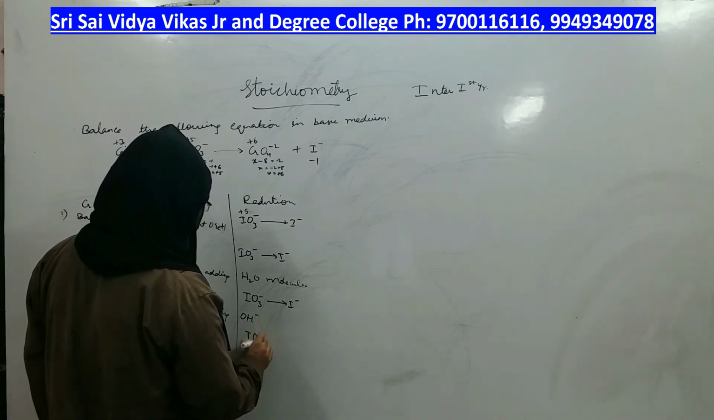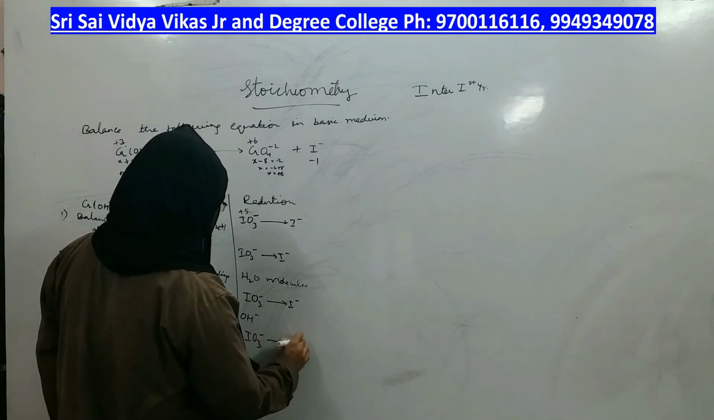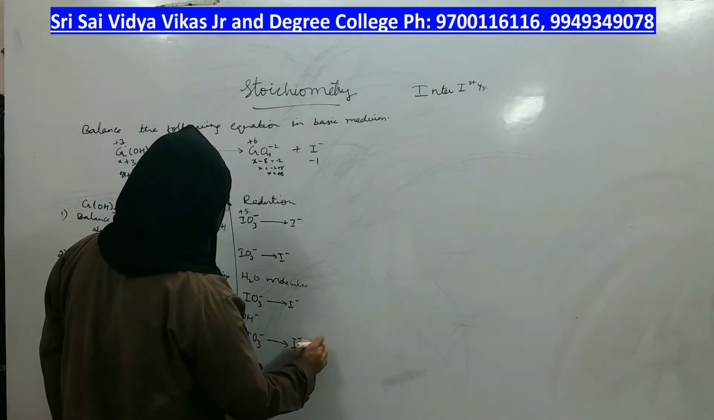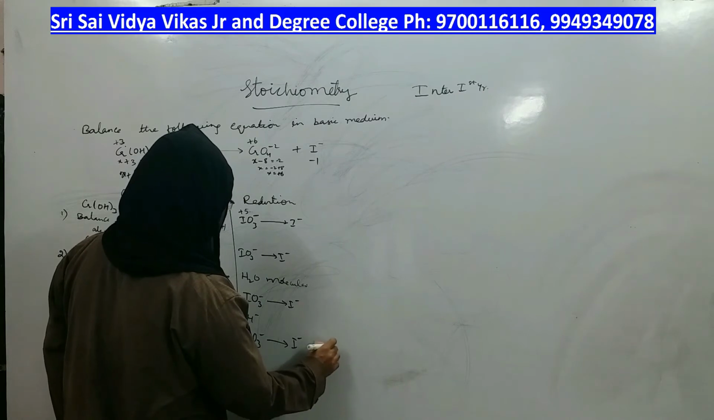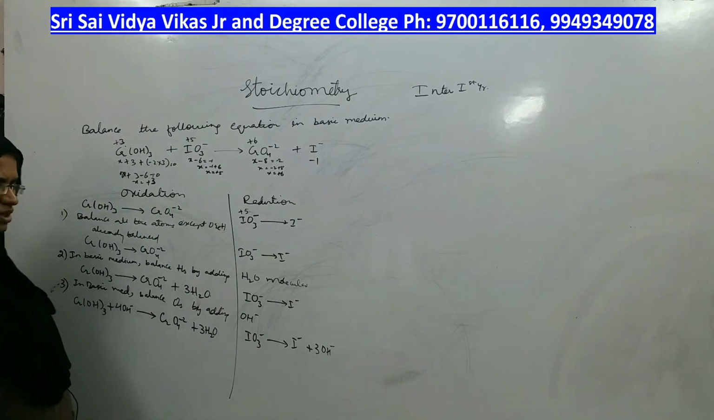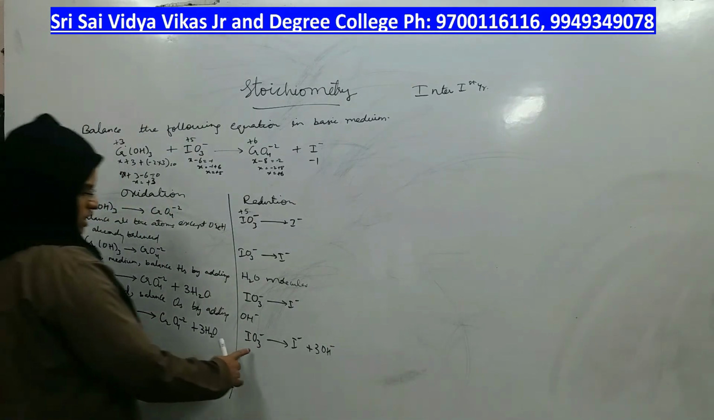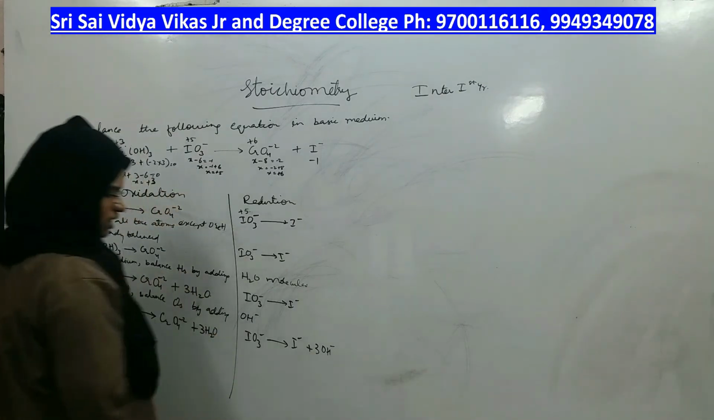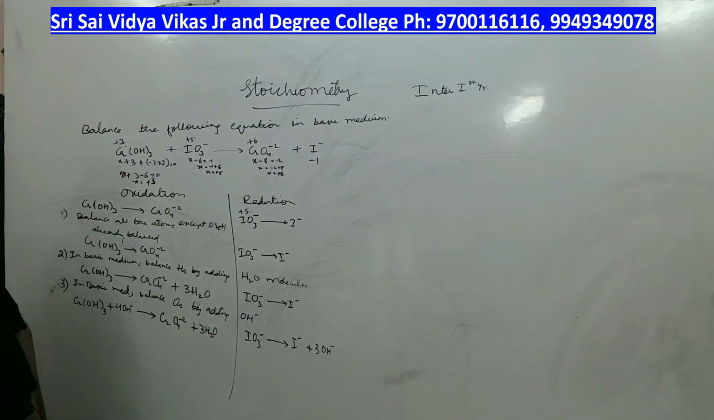Where are they less? They are less on the right side, so they are supposed to be added on the right side only. How many are less? 3 are less. So how many OH minus do we have to add? 3 OH minus, right? So now on this side there are 3 oxygens, on this side also there are 3 oxygens. Oxygens are balanced now.